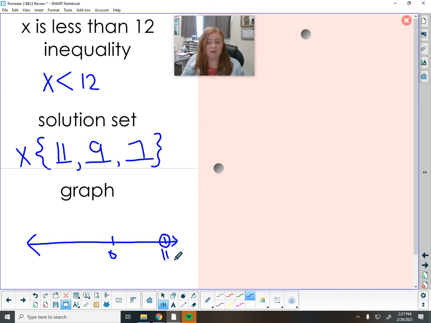11 can escape out, and then I have to make it touch, oh, sorry, this is 12. I circle the number that it's on. X is 12, but it's open, but it could be 11, it could be 9, it could be 7. So I make my arrow go that same direction.